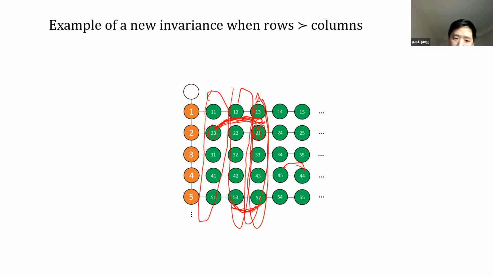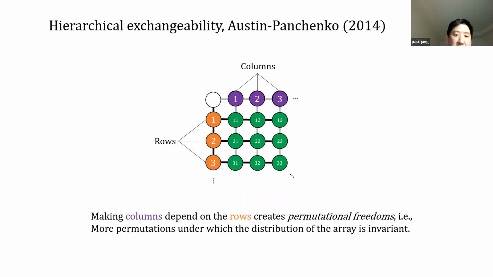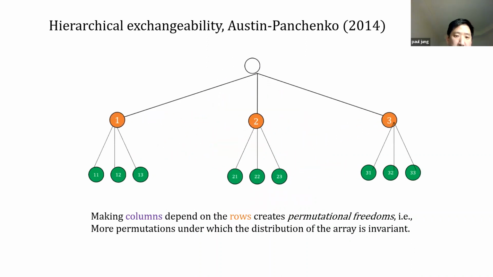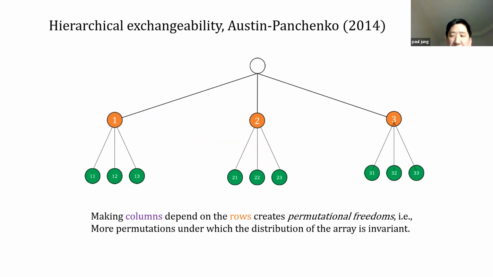Okay, so now suppose that we actually have invariance under the permutations that I just showed, then this is what we call hierarchically exchangeable. Okay, and if that's the case, then Austin and Panchenko showed that, so first of all, we can restructure this into a different picture.